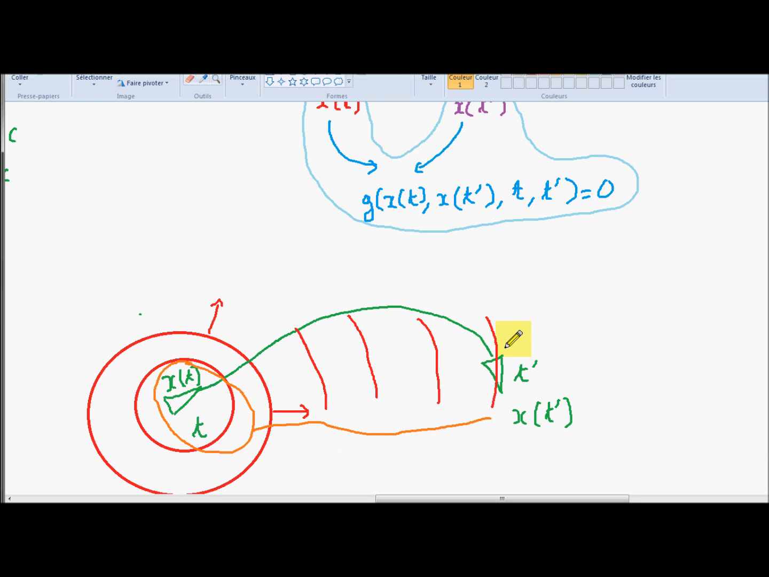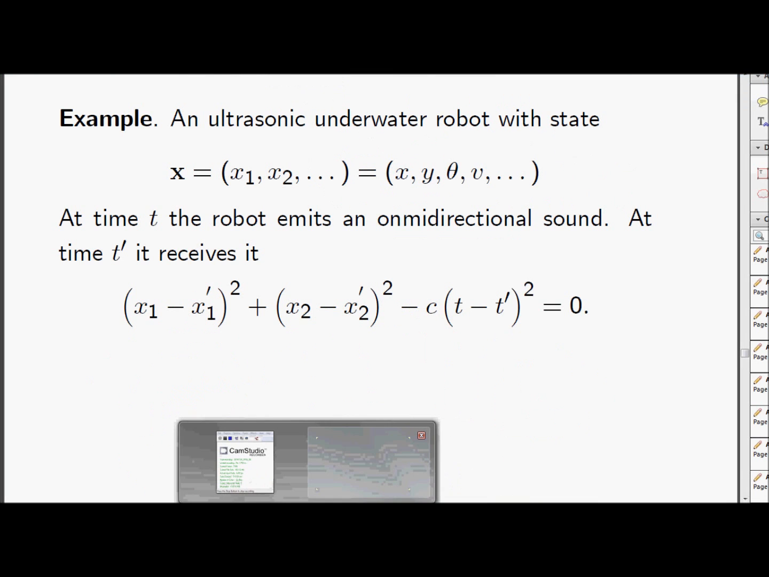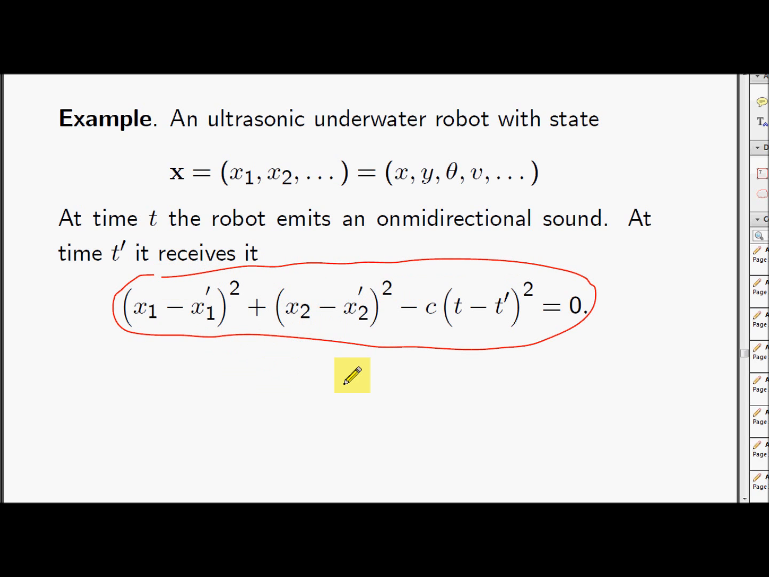And this equation is given here. It says that some kind of Minkowski distance is equal to 0. Here c is the celerity of the sound inside the water. So this is a state space constraint.